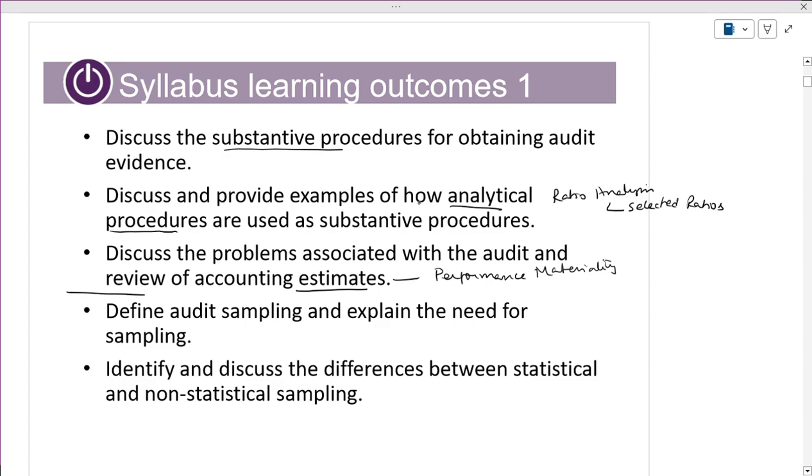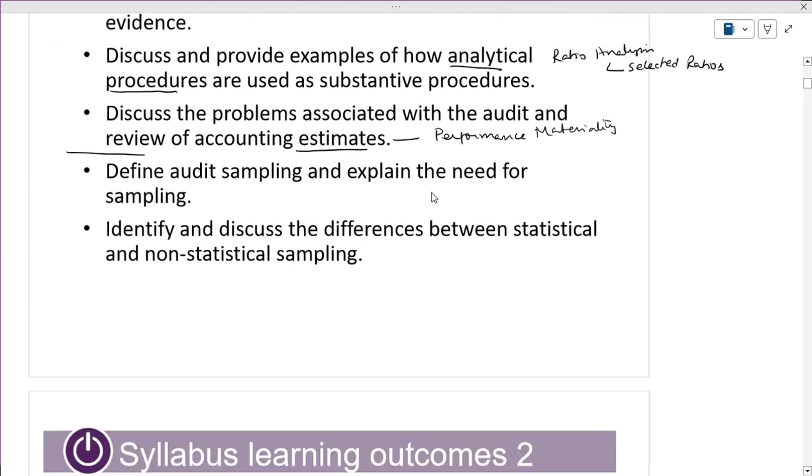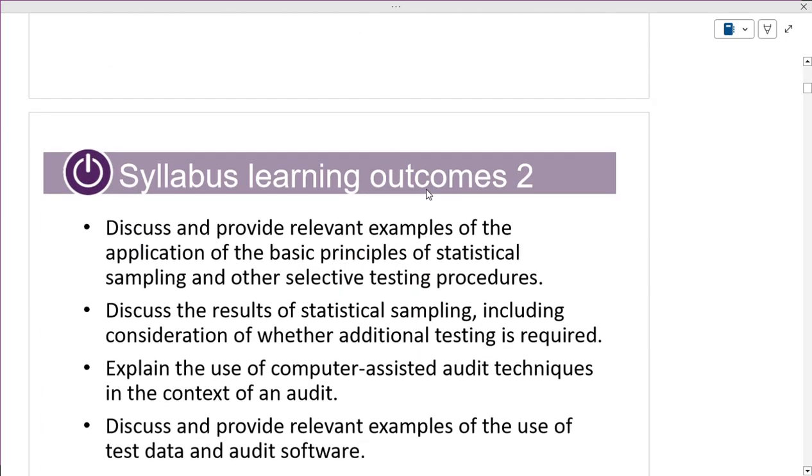The second segment is sampling. Why is there a need for sampling and what are the different types of sampling? One is statistical sampling, and again I am saying we are not working with the core statistical concept. We are working only from the financial angle. Discuss what the applications of sampling are, how sampling will be tested, and the results of statistics, including whether additional sampling testing is needed.